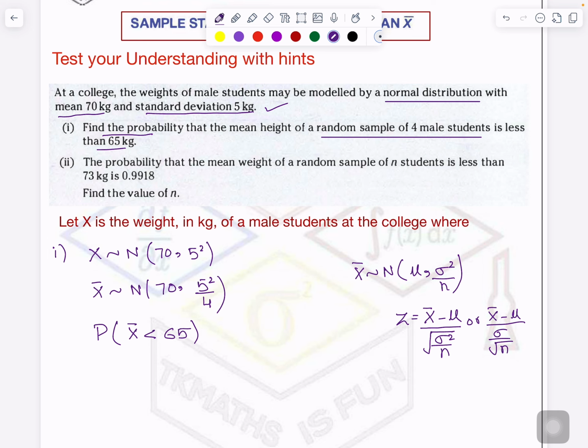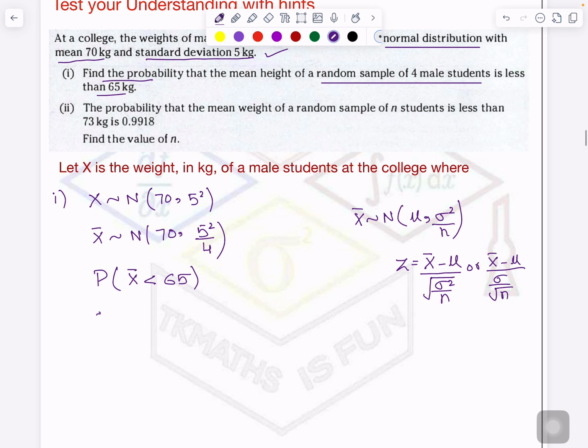So now I will find out z, so I will change this into z using the formula. Okay, you write first, then I will follow you. So it is 65 minus 70 divided by, yes, standard deviation of the variance, which is given here. So I'm picking it up from here. Now let's pick up the calculator. You will tell me the answer.